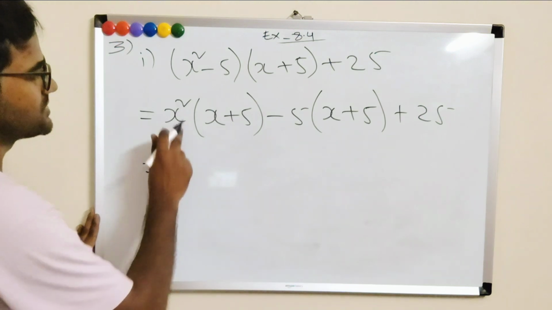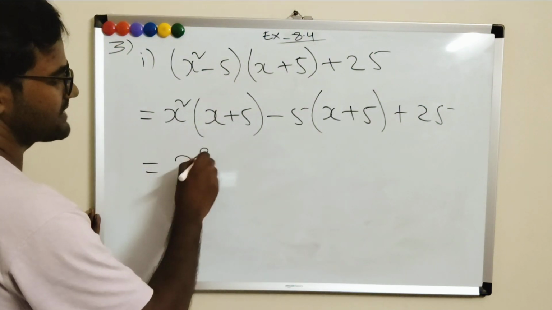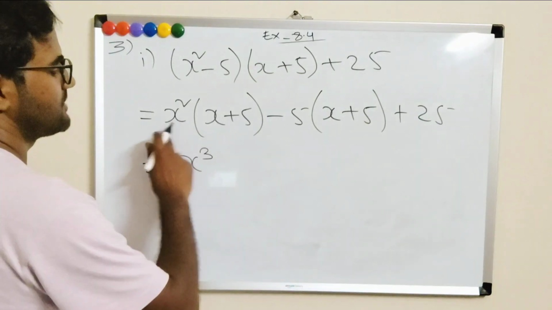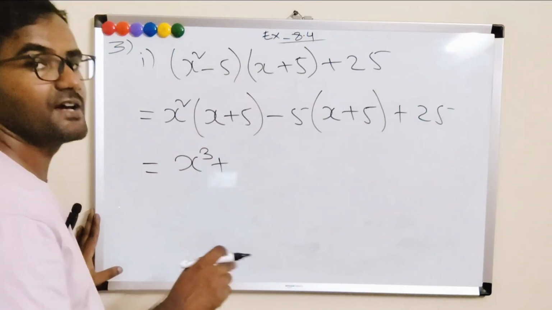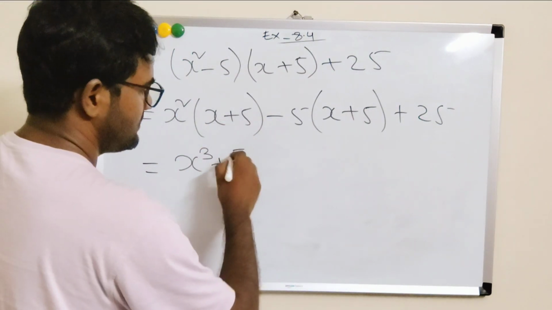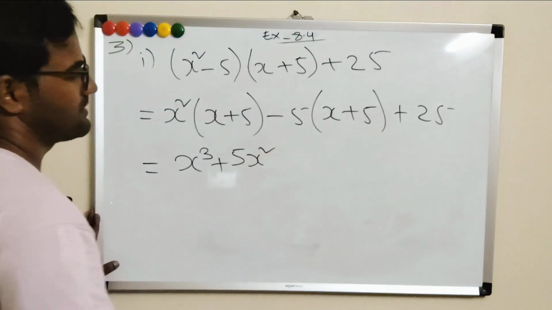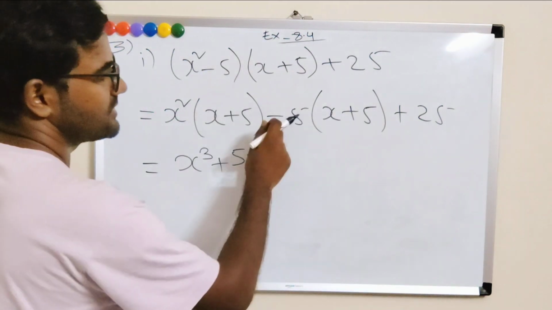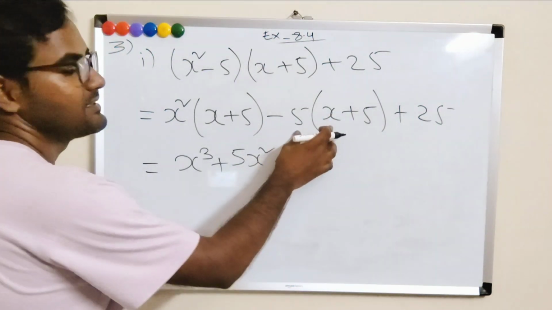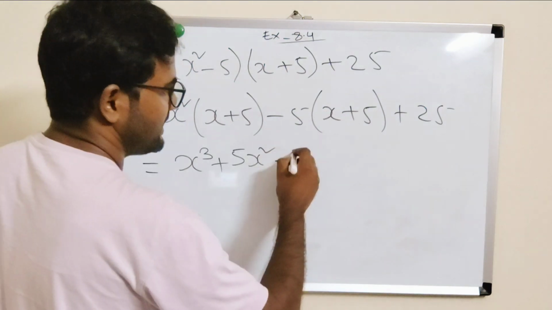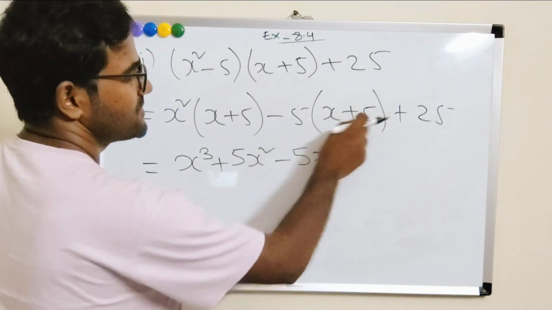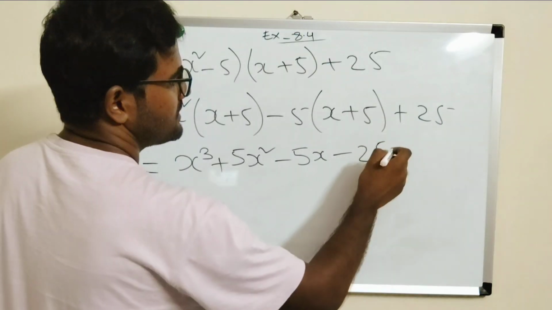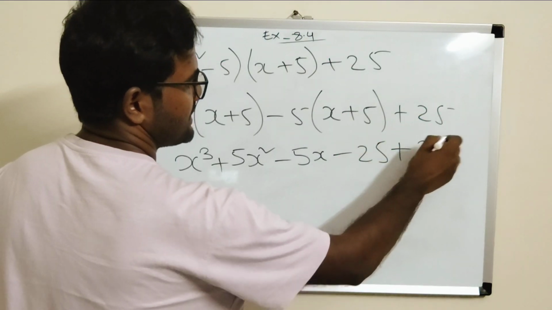Now we will multiply. x squared into x will be x cubed, then plus into minus will be minus, plus into plus will be plus, then x squared into 5 will be 5x squared. All right, this much you understood. Then minus into plus is minus, then 5 into x is 5x. Then minus into plus is again minus, 5 into 5 is 25, then again this plus 25.